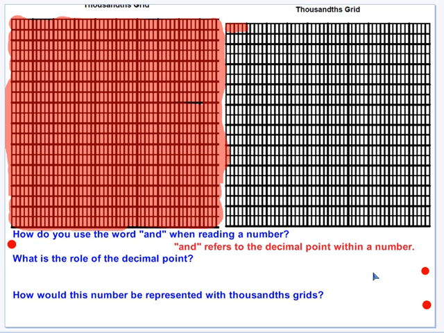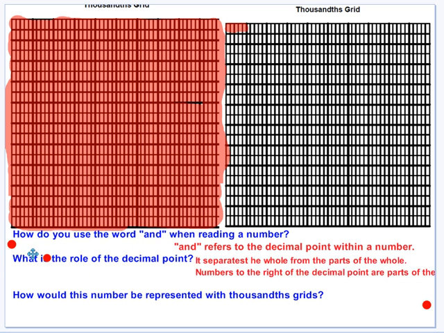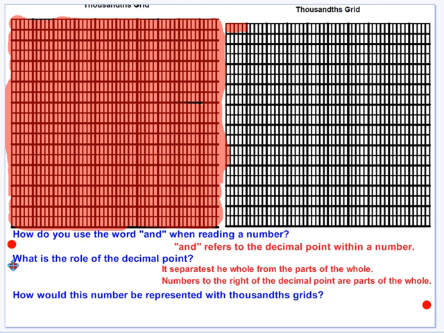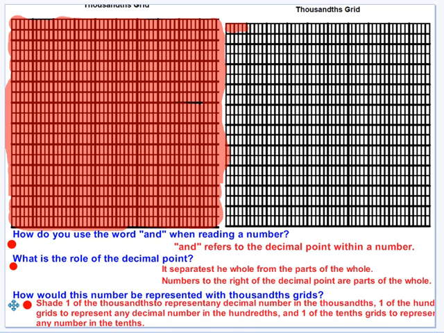What is the role of the decimal point? It separates the whole from the parts of the whole. The numbers to the right of our decimal point are parts of the whole. This is not a whole thing, is it? It's just some change. So how would this number that we have be represented with thousandths grids?